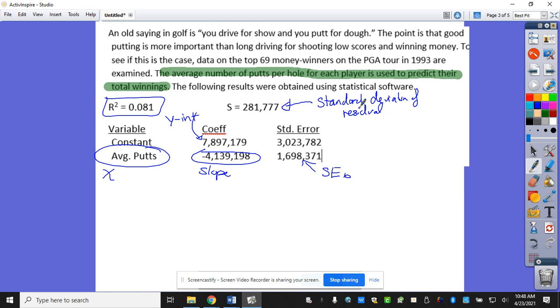So it's 2,800, we'll just go with 280,000 as far as having a conversation for it. So the 280,000 is talking about 280,000 what? How to interpret that? What is a residual?